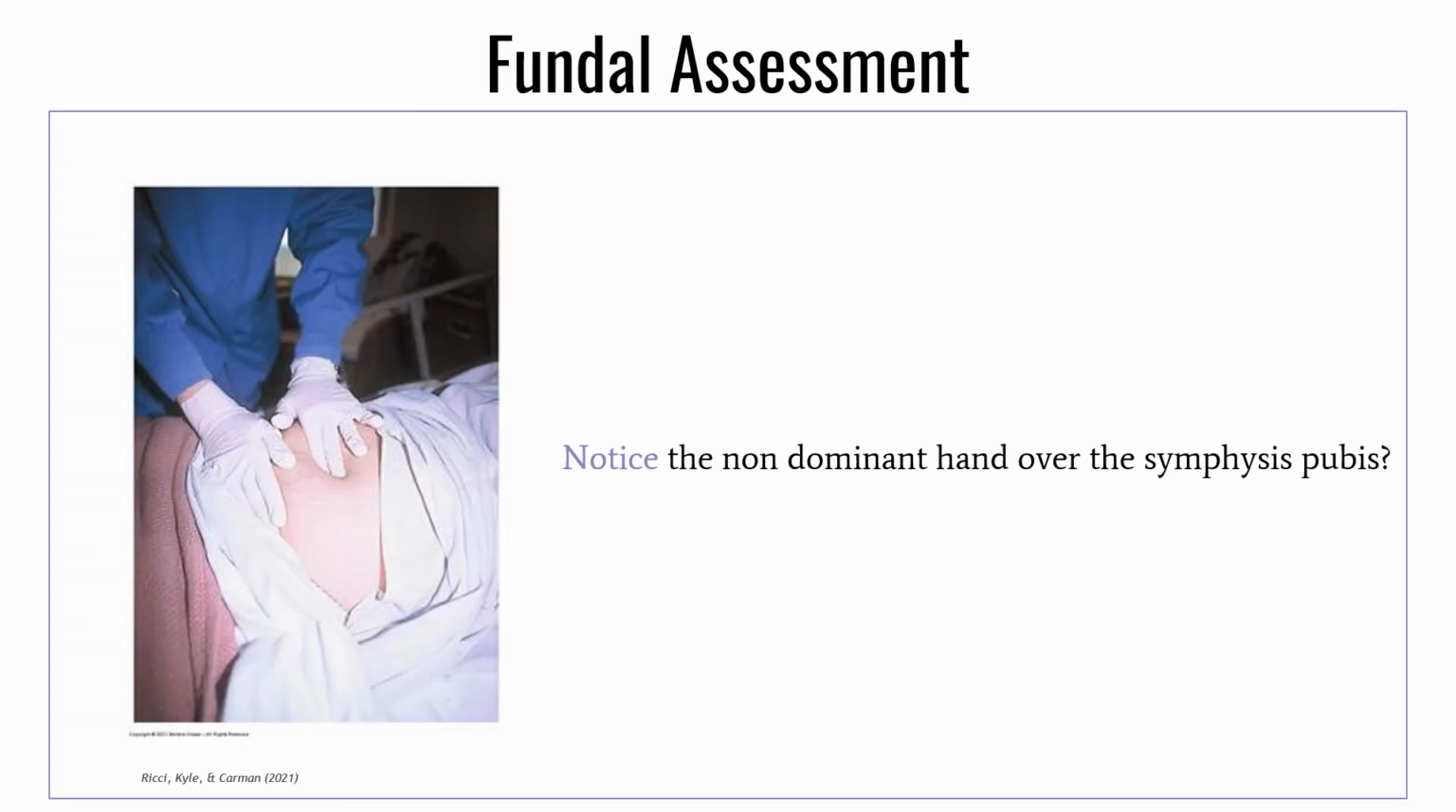Fundal assessment. Know that as a nurse, you need to put your non-dominant hand over the symphysis pubis. Why? This supports and anchors the lower uterine segment. It also prevents uterine prolapse. This is an obstetric emergency. It would require the provider to push the uterus back inside with their fist because the uterus comes outside of the vagina. The uterus cannot contract and firm when outside of the body. Therefore, this is a hemorrhage risk. Also, please note when you are doing fundal assessments, lay your patient flat on the bed.